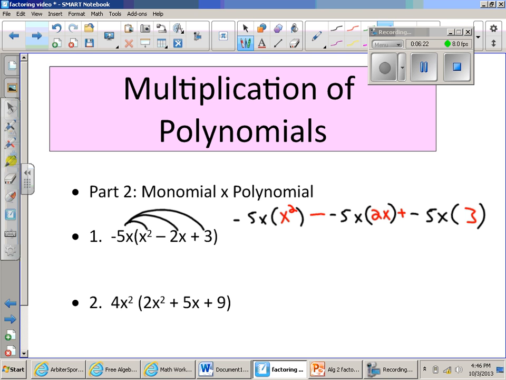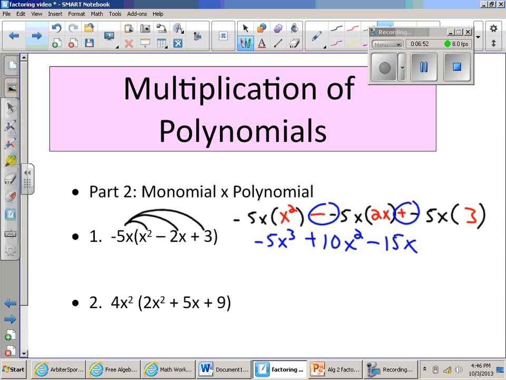Now we're going to multiply negative 5x times x squared. We got negative 5x cubed. Minus minus takes this to a plus. 5x times 2x is 10x squared. Plus minus becomes a minus. 5x times 3 is 15x. Oops, we messed up. 5x times 2x is 10x squared.